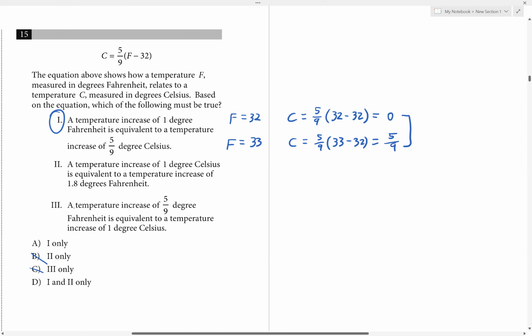Okay, so look at statement 2. A temperature increase of 1 degree Celsius is equivalent to a temperature increase of 1.8 degrees Fahrenheit.